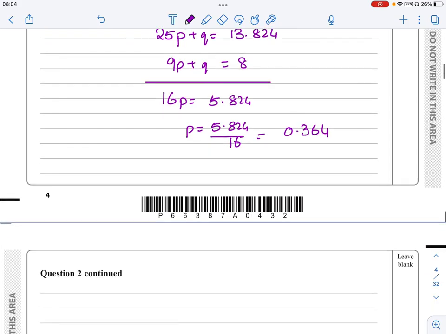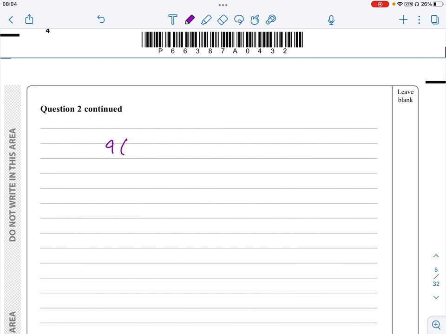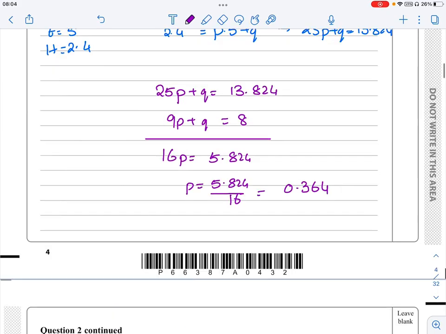Once I get the value of p, substitute that value of p: 9 times 0.364 plus q equals 8. So q equals 8 minus 9 times 0.364. Simplify that, you should be able to get q equals 4.724, but basically 4.72.